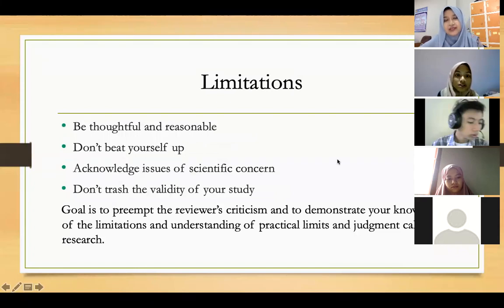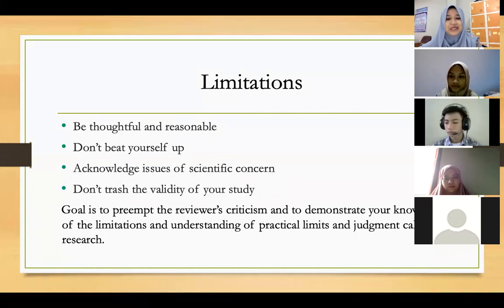Okay, limitation as a part of conclusion. Yeah, this is something reasonable. It's not like, you know, you have to be so humble that you put all the limitations in your conclusion. Yeah, don't go overboard.